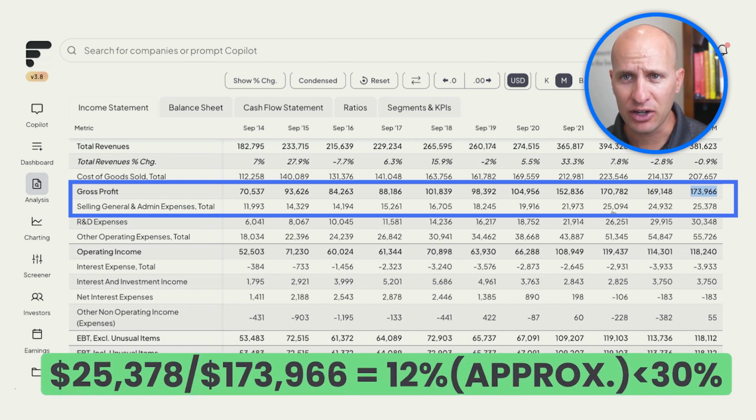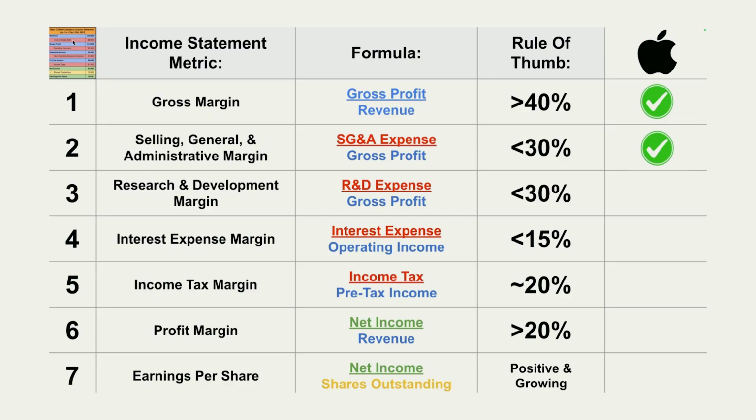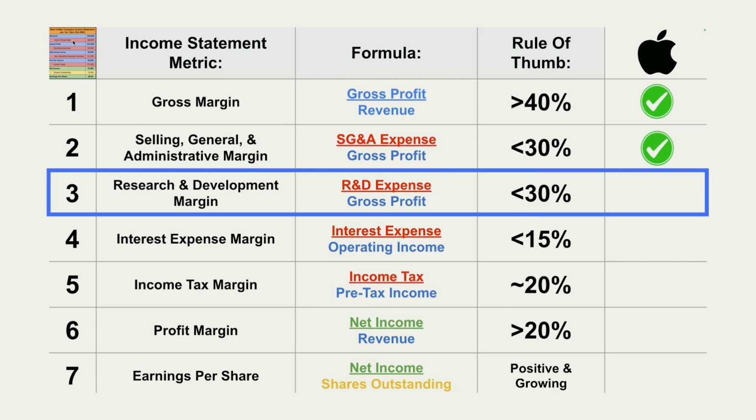And if we look back historically, we also see that this ratio roughly holds true. So when looking at Apple's SG&A margin, we would also give it a passing grade. Next, we're going to check out the company's research and development margin. We take the company's spending on R&D divided by gross profit, and we want this number to be under 30%.